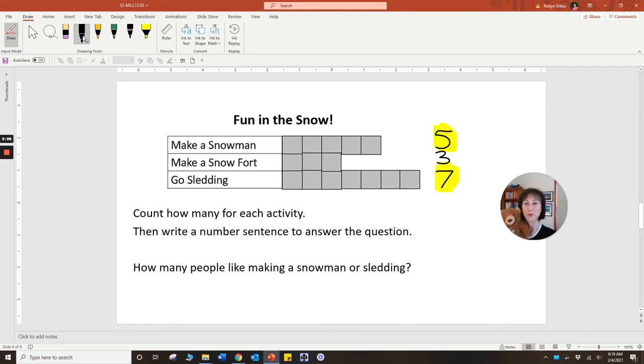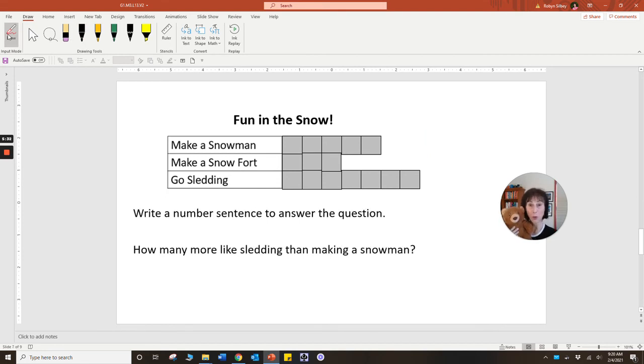Alrighty, I hope you wrote 5, that's the number of people for snowman, plus 7, that's the number of people for sledding. And tell me how many altogether. Ready, set, go. 12, that's right. Let's keep going.